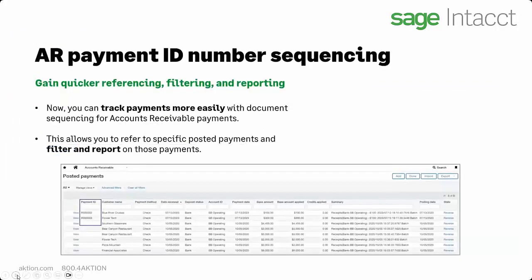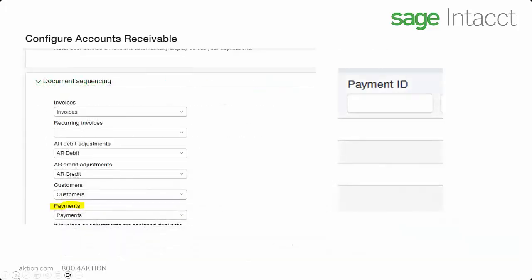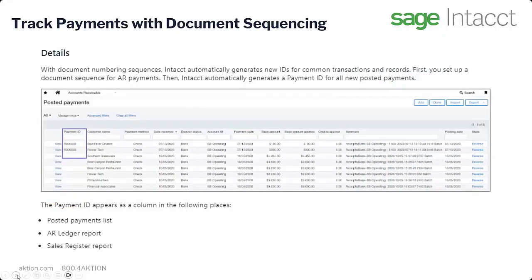Another feature in AR is the payment ID number sequencing. The way to set this up is under your accounts receivable configuration. Under document sequencing, there is an additional section to set up your payments, similar to your invoices or customer document sequencers. Once you set up this new ID sequencing, you will then be able to custom sort your payment IDs when you go into your posted payment screen.